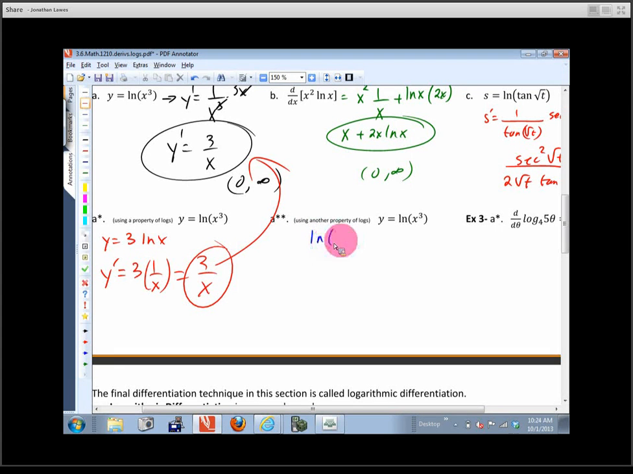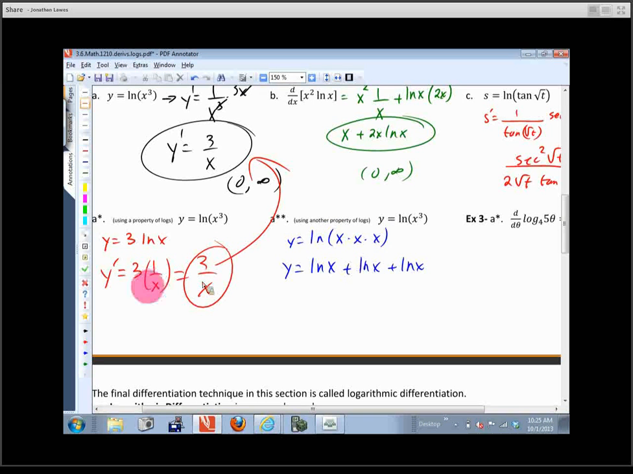So we're going to write it as ln of x times x times x. This is now a multiplication problem, and logarithms have this unique ability to change multiplication problems into addition. So this would be the ln of x plus the ln of x plus the ln of x, okay? Which, if you think about it, if you go back to what you learned in your 1050 class, that's where this comes from, right? Repeated multiplication is repeated addition, so you can make that into multiplication.